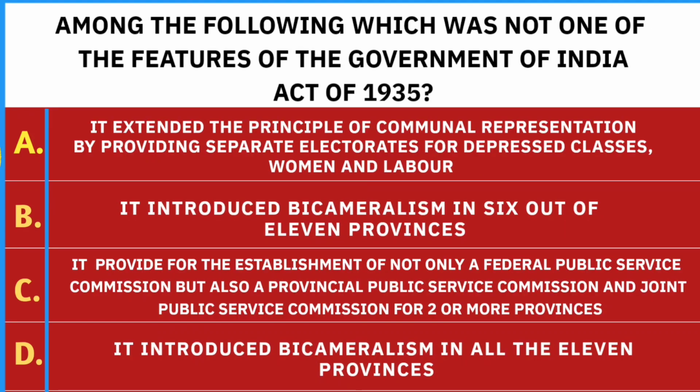Among the following, which was not one of the features of the Government of India Act of 1935? The right answer is D. It introduced bicameralism in all the 11 provinces.